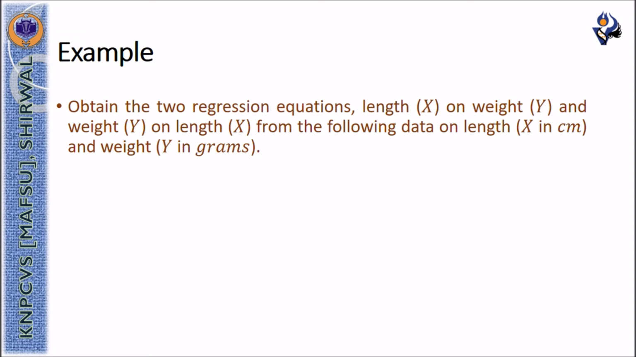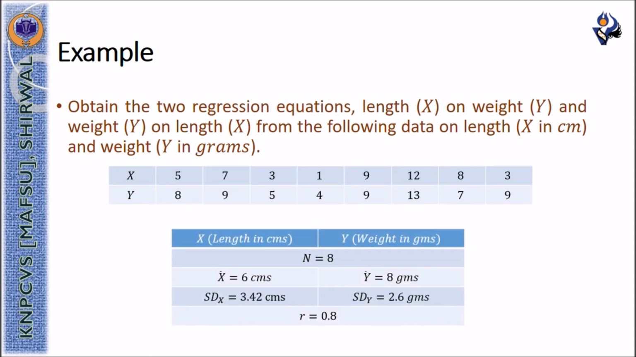from the given data, initially we can estimate the values of capital N, that is the number of pairs of the values, mean of the variable x, that is x bar, and mean of the variable y, that is y bar. Similarly, standard deviations of variable x and variable y can be obtained, and accordingly the correlation can be obtained as 0.8.